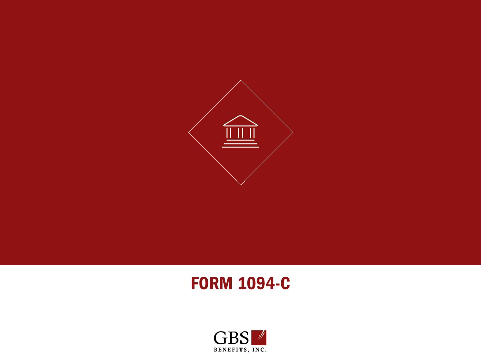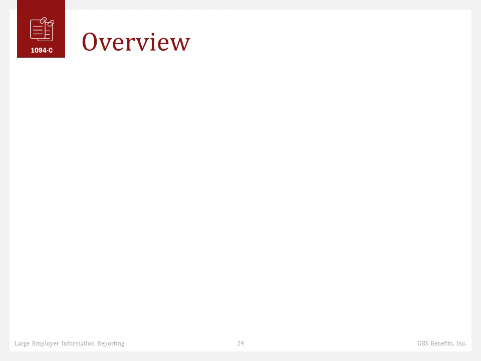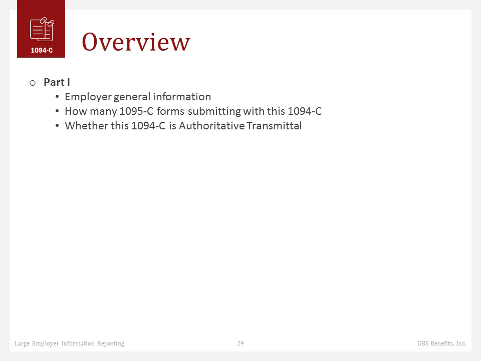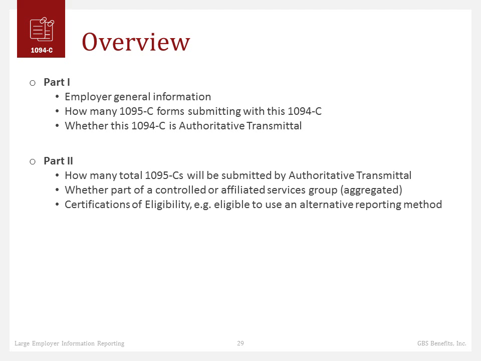Okay, so we've done our introduction and our overview, and now we're going to dive right into the actual form, the 1094C form, line by line, so you can hopefully completely understand what you should be doing. Okay, so here's our overview. Part 1 of the 1094C just asks for general information. Part 2 will be asking for a little bit more information, and that third bullet, certifications of eligibility, is a little tricky, so we'll talk about that.